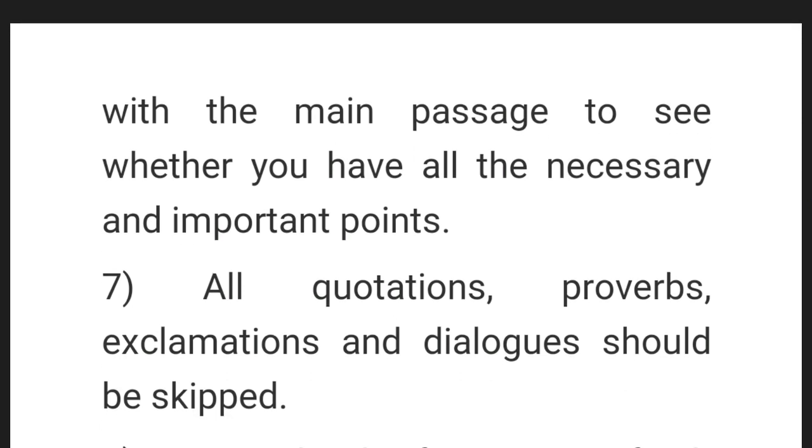Anything in the passage like an interjection or a quotation or a proverb or something written in direct speech, these things should be skipped. Direct speech can be converted to indirect speech. And remember, your summary is supposed to be only the gist of the passage. That means only the main points. You have to compress the idea into just 50 words. So all unnecessary details should be discarded, should be avoided altogether.